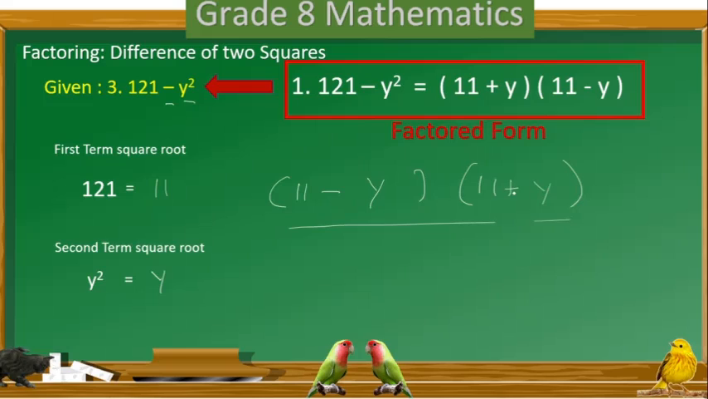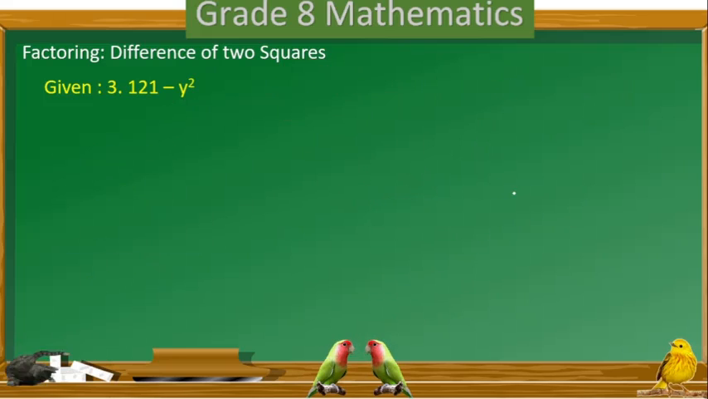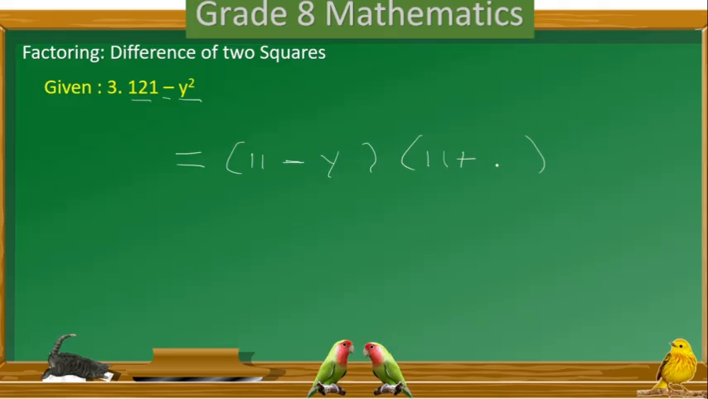It's a factored form. The next is, without making the details, we'll just write 2 parentheses. Then find the square root of 121, that is 11. Then sign. Then here is opposite. Then square root of y squared, that is y. Here is y. This is the answer.